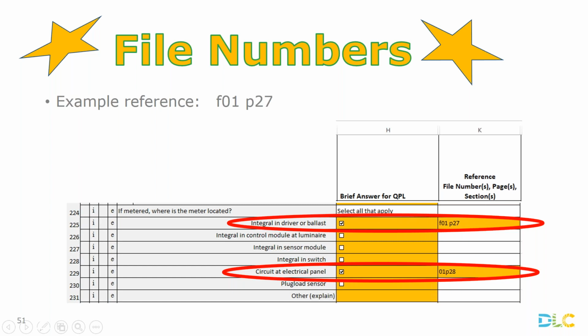Here's an example of how this looks in an application. Rows 225 and 229 are completed with a check mark and a reference. The other rows are blank because they do not apply to this product. So you can see this is file number 1, page 27.